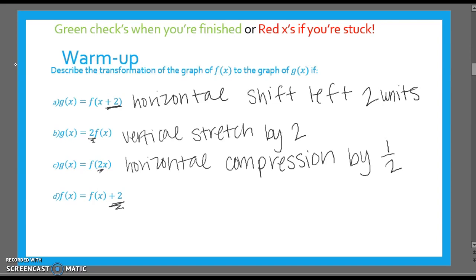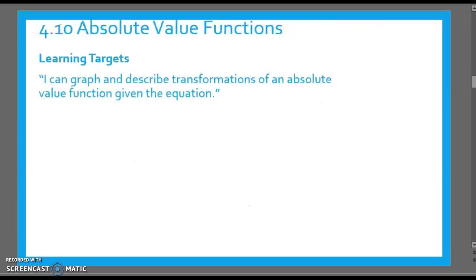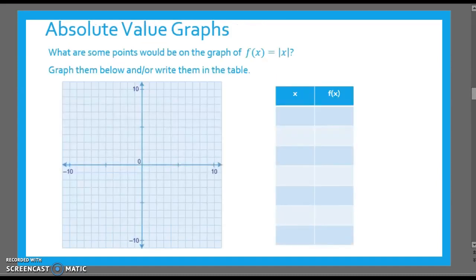And then this guy here, if I just add 2, that's a vertical shift up 2 units. Okay, so that's just a reminder of what we did last week. All right. So here's our learning target for today. I can graph and describe transformations of an absolute value function given the equation. So I only have 15 minutes. Let's see if we can get through this in 15 minutes.